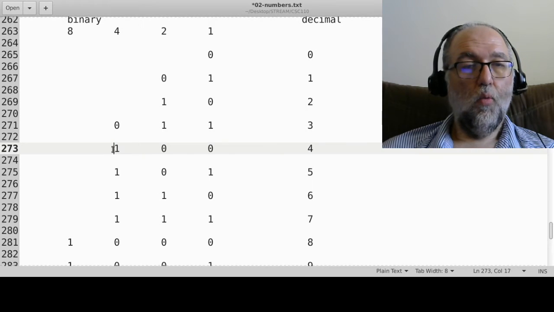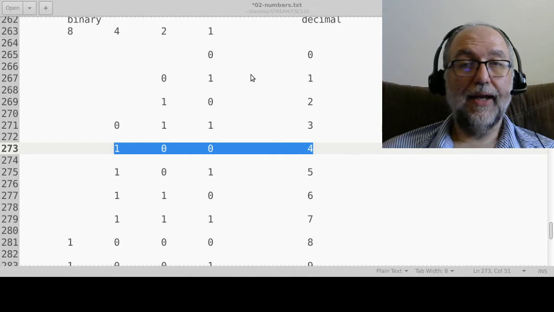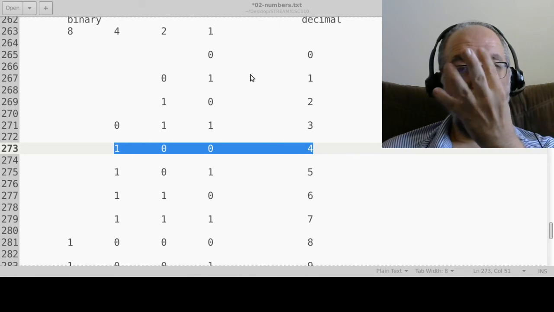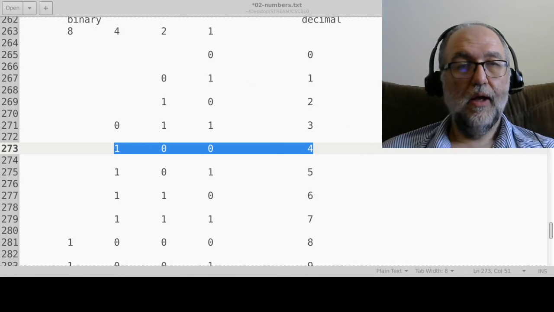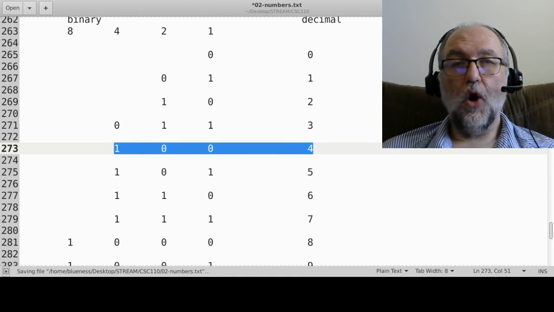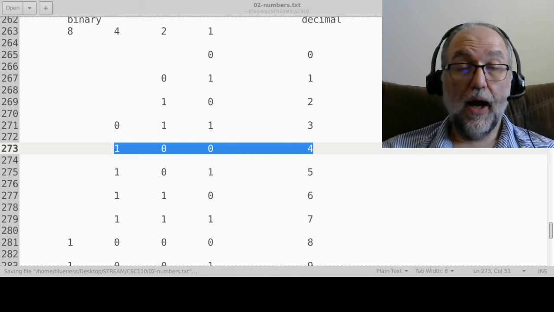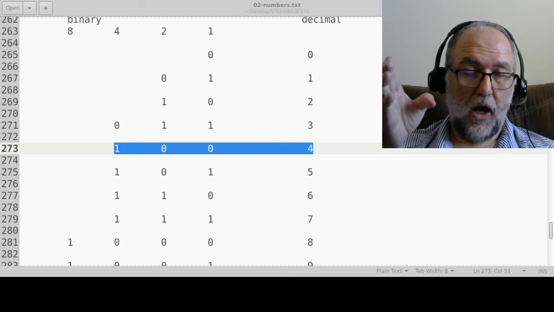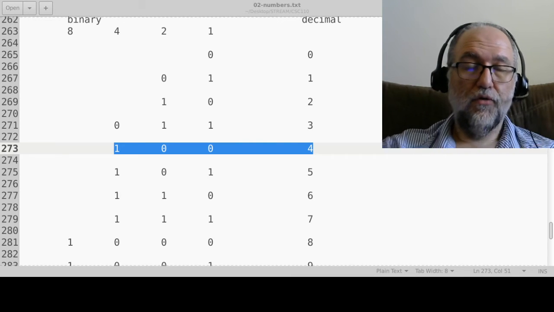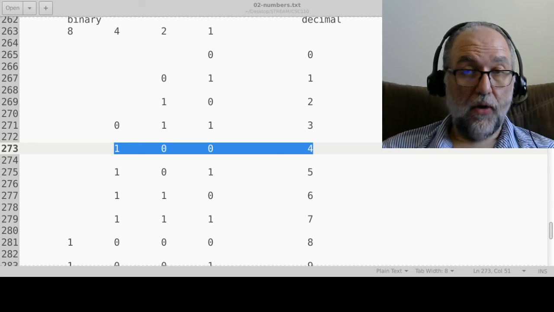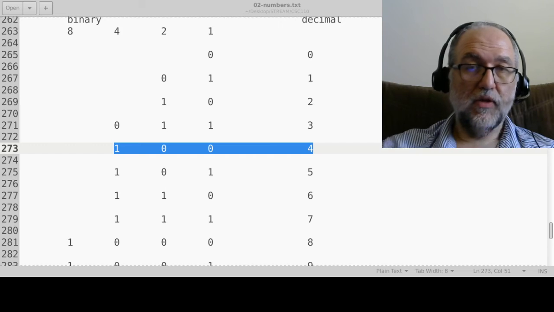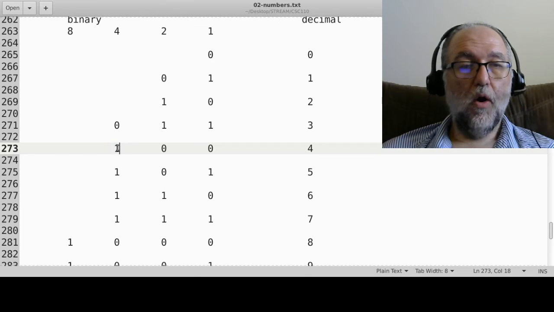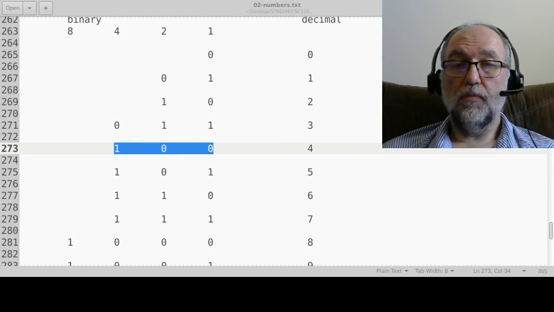And so now 1 0 0, that is this many fingers. That's 4 fingers. I know it looks like the number 100 in decimal, and again, that's because you're interpreting the columns as 1, 10, and 100. But in binary, the columns are the 1's column, the 2's column, and the 4's column. So 4 is 1 0 0.